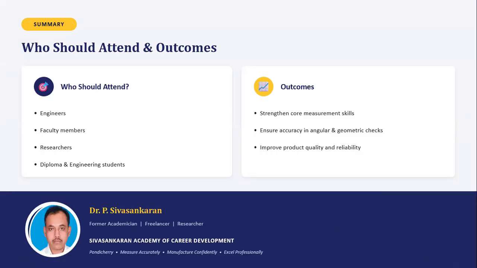To conclude, angular and geometric measurement form an essential foundation of precision engineering and quality control. This session is especially useful for engineers, faculty members from various colleges, researchers, diploma students, and engineering students. By the end of today's session, participants should be able to strengthen their core measurement skills, improve the accuracy of angular and geometric inspection, and understand how precision measurement contributes to product quality and reliability.